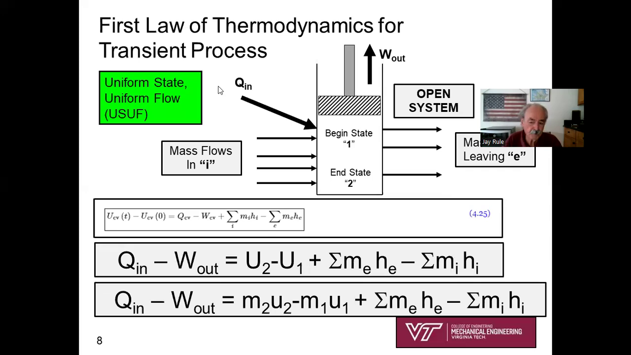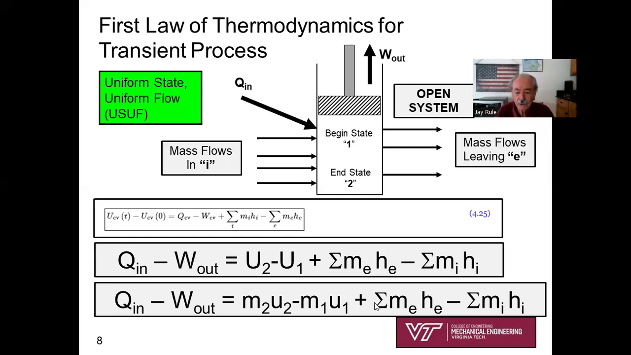The first law for any uniform state, uniform flow transient process. So you see I've got a piston and cylinder with masses coming in, masses coming out. That's the most general type. And so I won't repeat it here because we're going to get into our homework problem specifically, but you can get the general idea of what the first law is all about from the textbook.